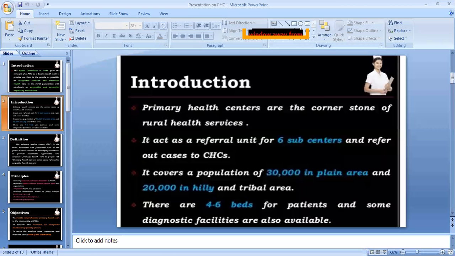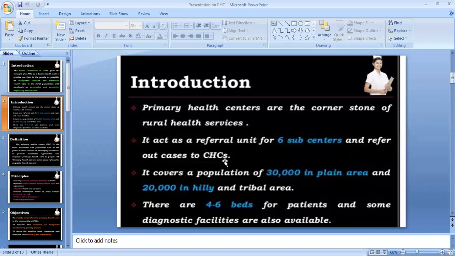So what have I given? How many people will be covered by one primary health center? The next point is that it acts as a referral unit for 6 sub-centers. That means the cases of 6 sub-centers can be handled by one primary health center. Remember that. Next, they refer cases to the community health center.